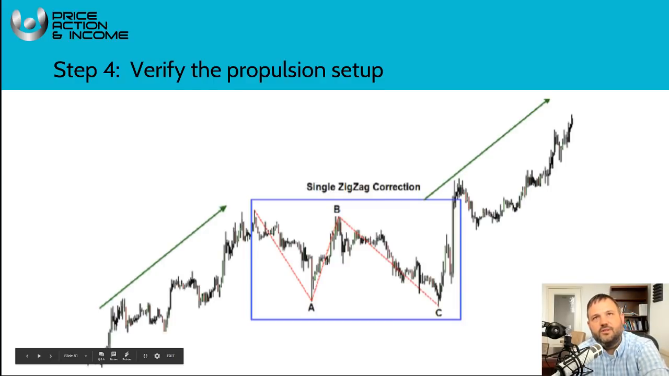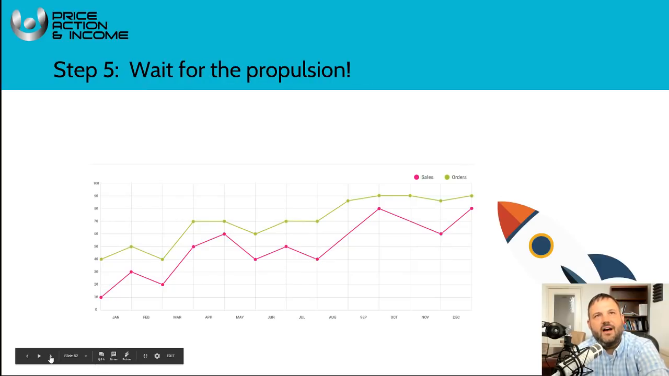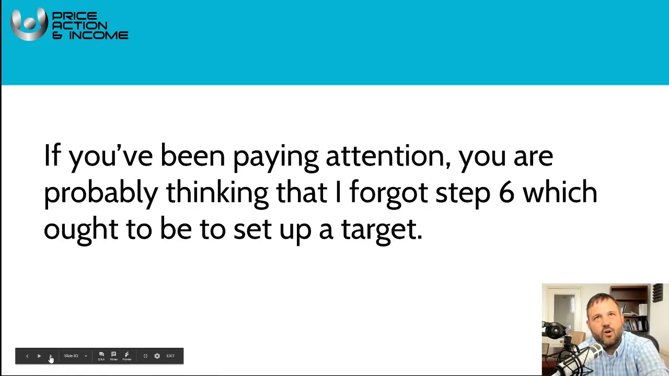So step four is you verify, right? So then there's B, it wasn't a breakout, and then there's another pullback, and then C is the propulsion formula, which is that nice push, and you will verify that. And then step five is to wait for the propulsion. So if you've been paying attention, you're probably thinking that I forgot step six, which is to set up a target.